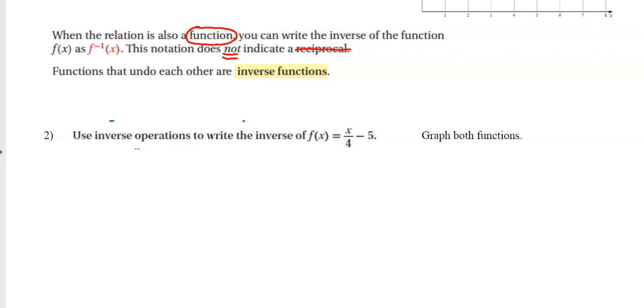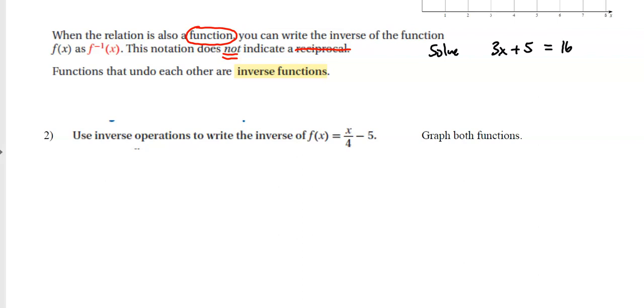Functions that undo each other are inverses. We've talked about that: add, subtract. Basically in algebra, it's what you're doing to both sides. When you think about solving an equation, if I were to say, hey, solve 3x plus 5 equals, I don't know, 16.